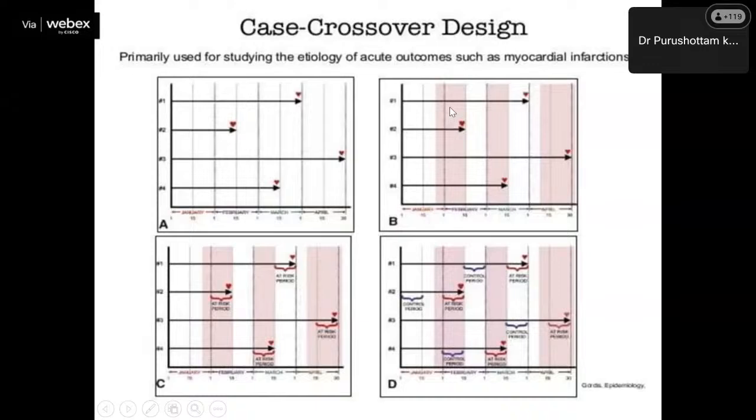Here there is pink color shadow. So actually this is the study to see the effect of MI on bad air pollution. When the air quality is bad, what is the effect on MI?